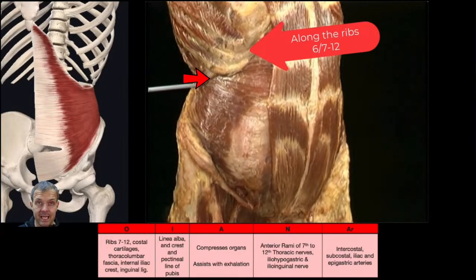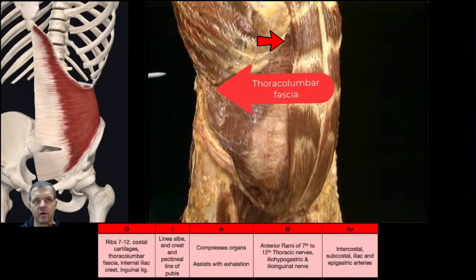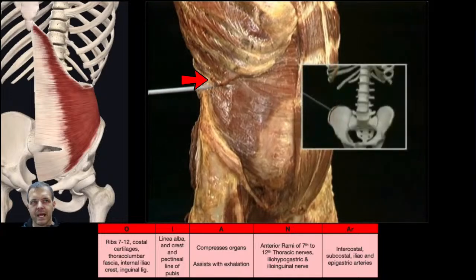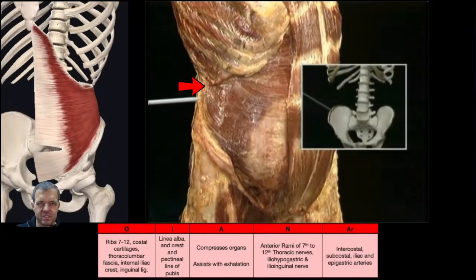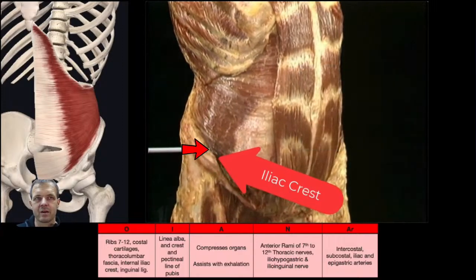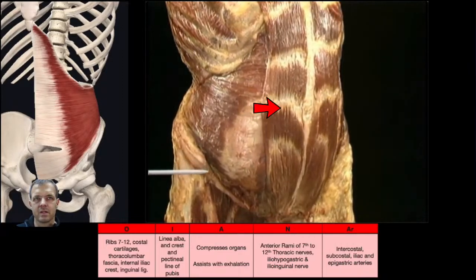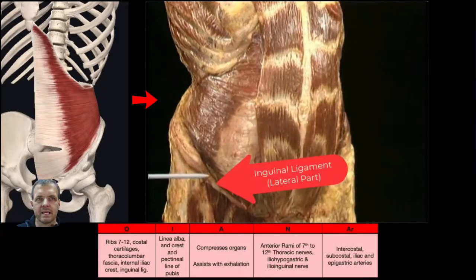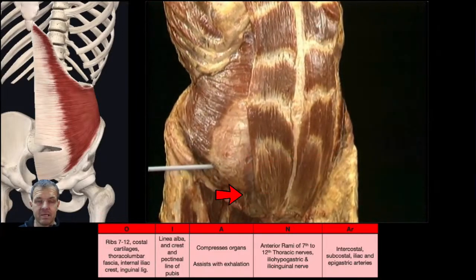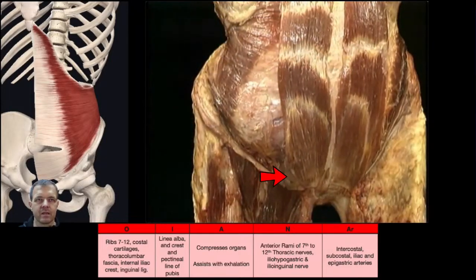This is the deepest layer of the abdominal wall. So along ribs 6 or 7 to 12, and then you've got thoracolumbar fascia at the back, which is a big piece of connective tissue on the back of the lumbar spine, along the iliac crest, and then attaching underneath these rectus abdominis muscles here. We've got the inguinal ligament on the lateral part, so there's a gap on the medial part, and that's again where the round ligament and the spermatic cord come through, and we had a look at that last week.